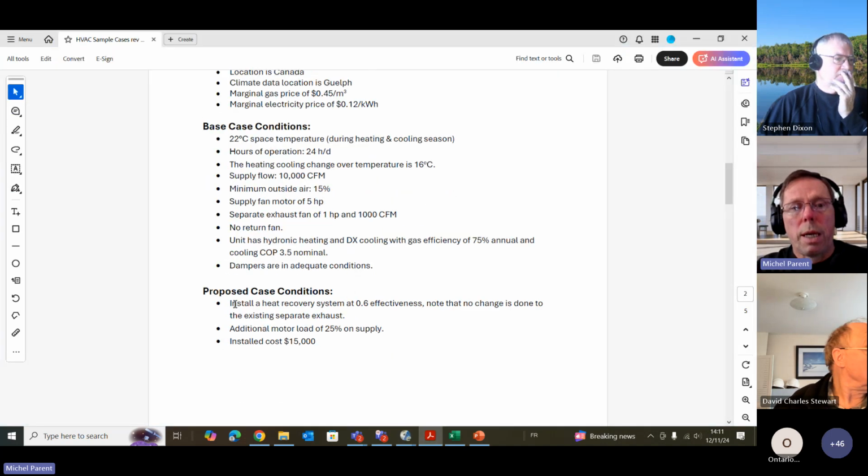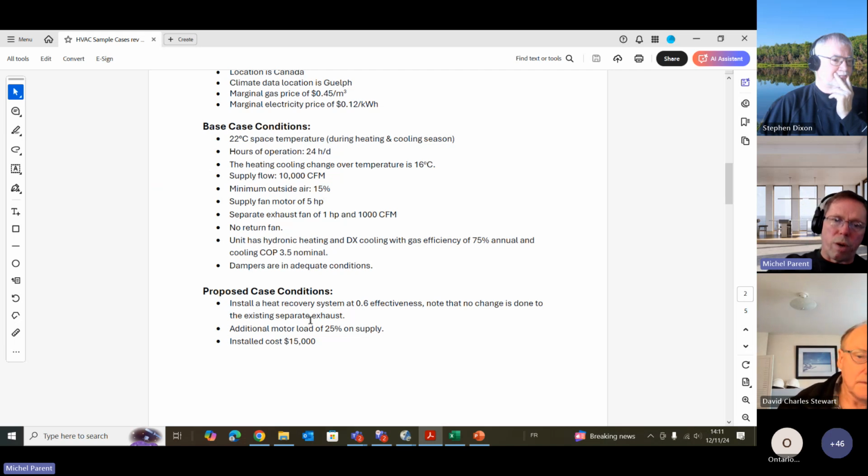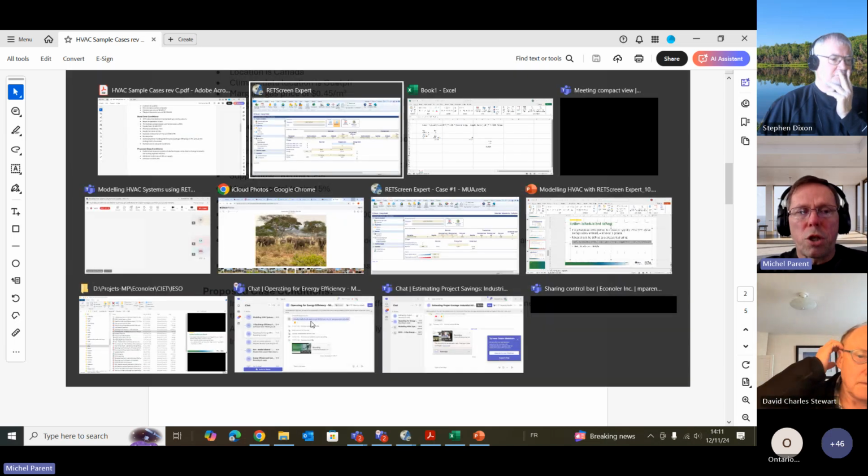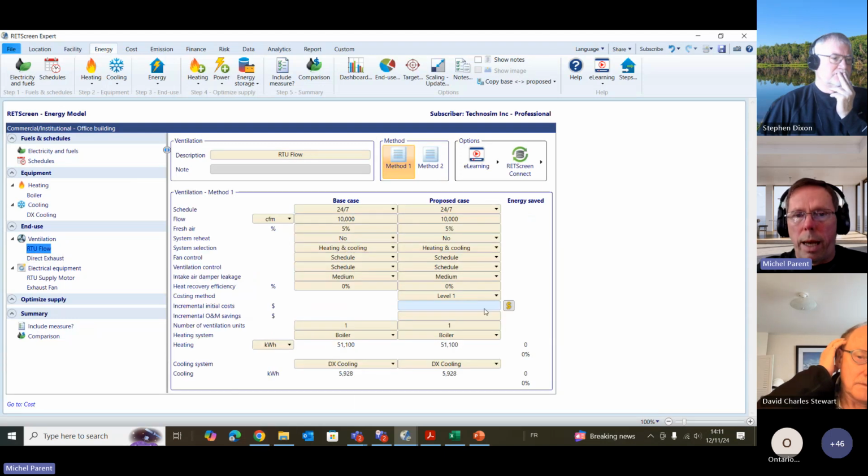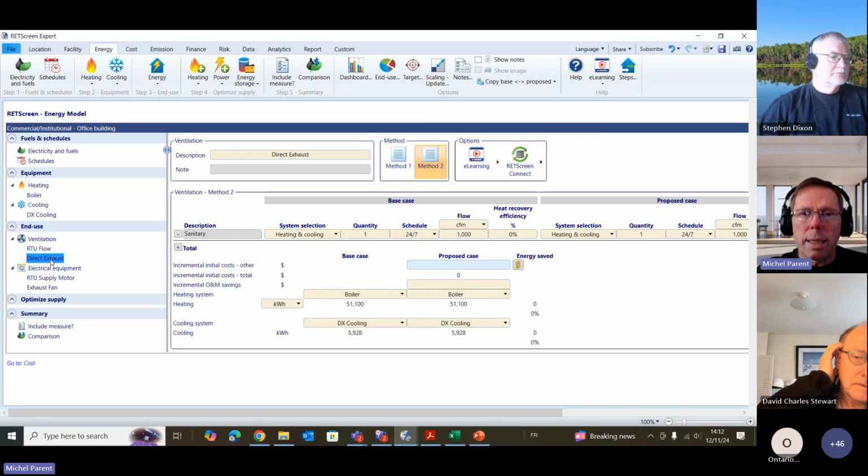Now we do have a measure. In this case, we put a heat pipe in there. Heat pipe has a higher annual effectiveness of 0.6 or 60% efficiency. And it does say that there's no change done to the separate exhaust. If you were to put that heat recovery and you were to recover also the sanitary exhaust, that means you would do some reducting to bring it back, then you would actually have to change your model slightly. You would come here and you would enter 60% effectiveness, but now that direct exhaust is no longer separate. It's actually now being recovered.